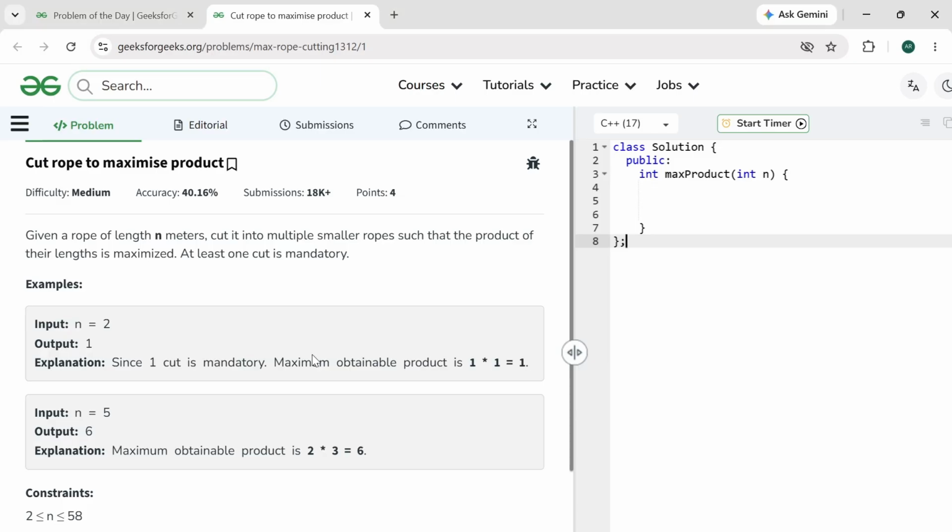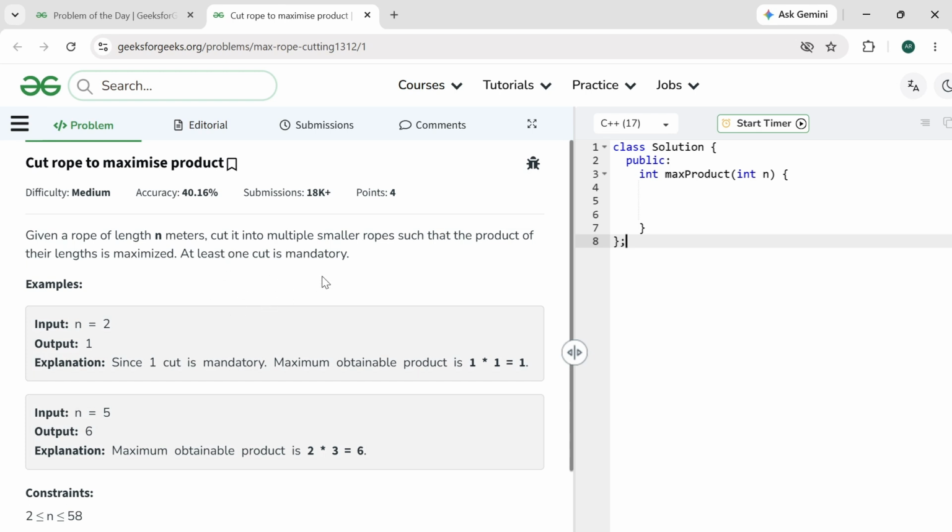So hello everyone. Today in this video we are going to solve the GFG problem of the day, that is Cut Rope to Maximize Product. So let's first read the problem statement. Given a rope of length n meters, cut it into multiple smaller ropes such that the product of their lengths is maximized. At least one cut is mandatory.